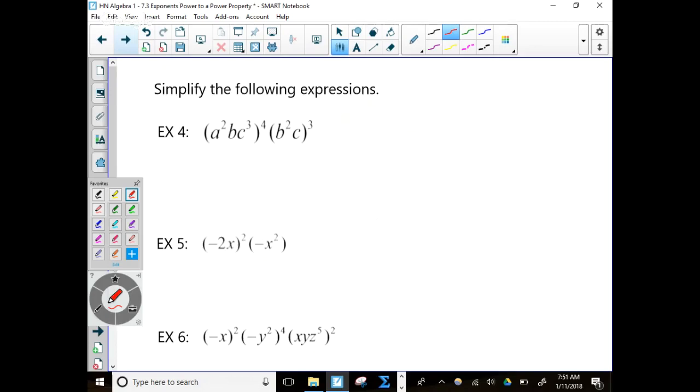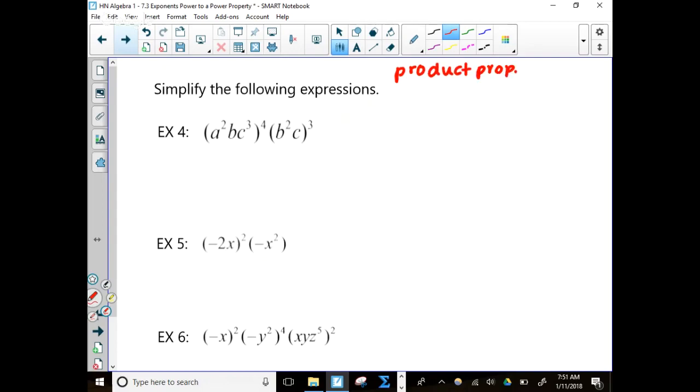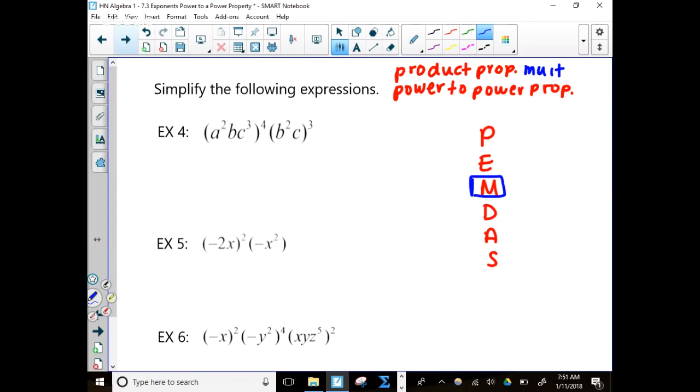Okay, so now we just focused on power to a power a second ago. These examples now combine both rules. They combine the product property and the power to a power property. Okay, now let's talk about order of operations real quick. So the power property we talked about was multiplication, and we know what to do with the exponent, so that's right here. A power to a power means this is basically an exponent, right?